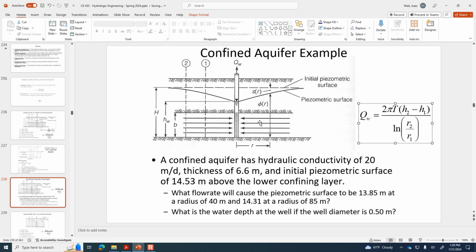It can either be the location that's 40 meters away and a height of 13.85, or it could be the location 85 meters away where the water height is 14.31. It can be either one, and we're going to get the same answer regardless. Go through your calculations. Hopefully some people will do this first location, some will do the other, and we'll just verify that it doesn't matter either way.